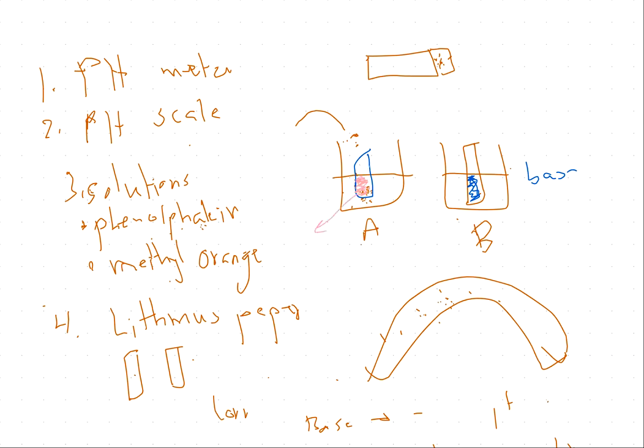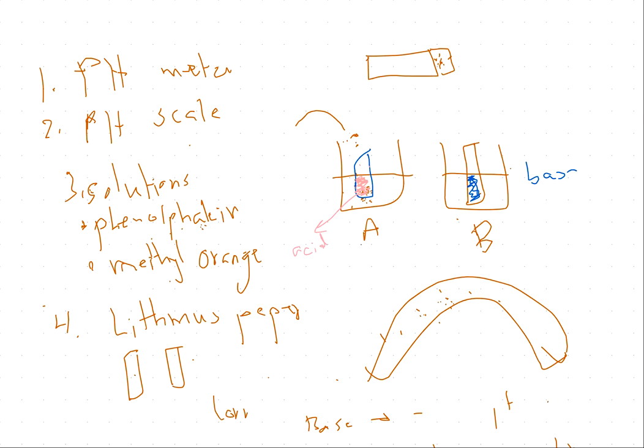So we have four ways to test the acidity, if my solution is acid or base. The pH meter, which is the most accurate one, will give me exactly the number. The pH scale gives me approximately the value, like 7, 5, 3, but I will know if it's acid or base, and even if it's a strong acid or strong base or weak. Solutions: phenolphthalein has a colorless solution. If I add drops of it to the beaker and it turns pink, this means my solution is basic. If it stays colorless, this means my solution is acidic.